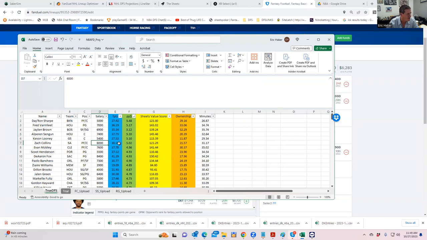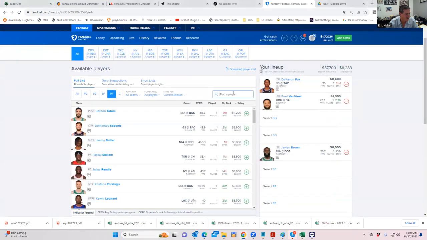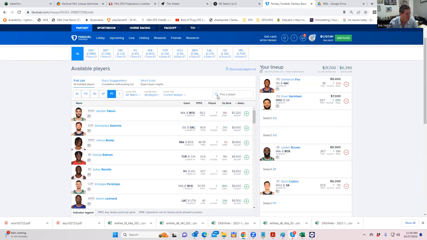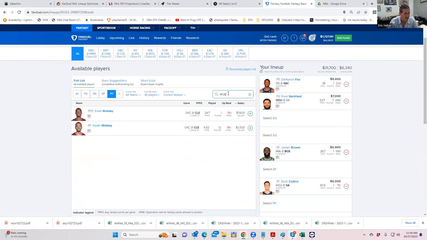Look at Zach Collins. This isn't bad. Let's put in Zach Collins or Mobley. No, actually, either or both. Put them both in. Screw it. So we'll put in Zach Collins. We're not going to probably pay any studs here. This is going to be a middling build. We'll go back to Mobley.